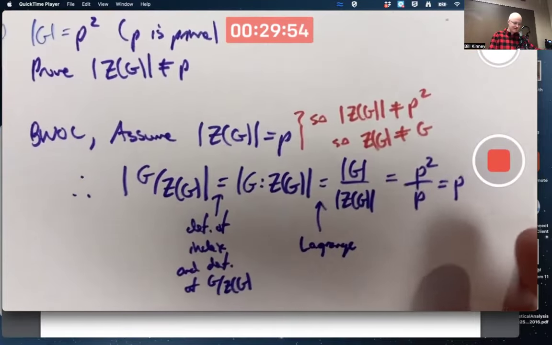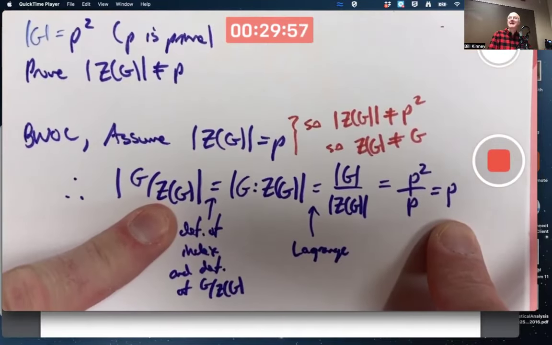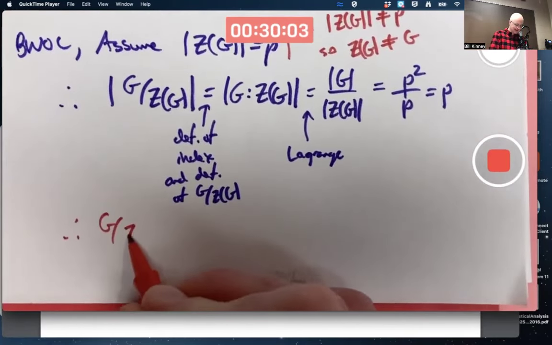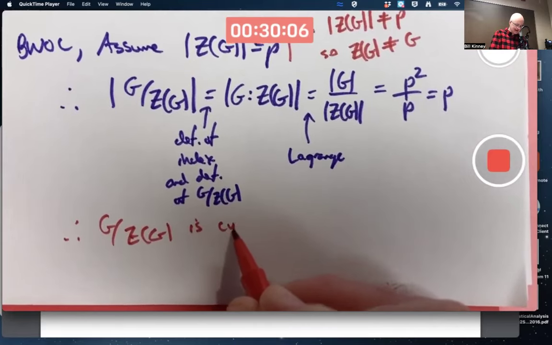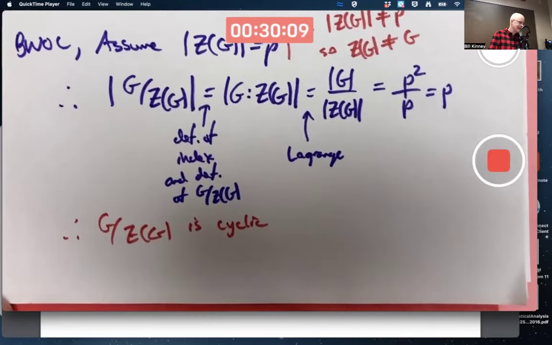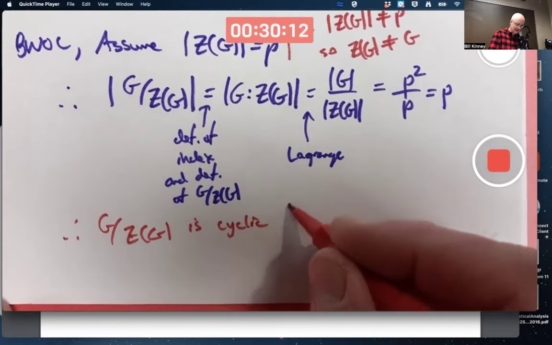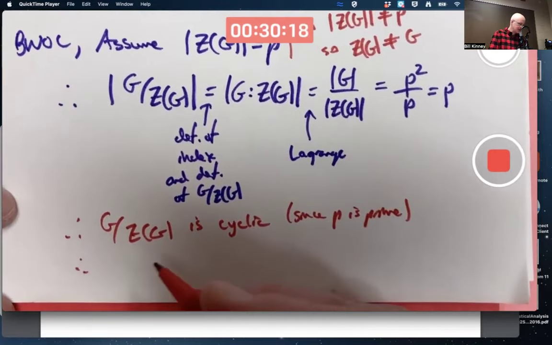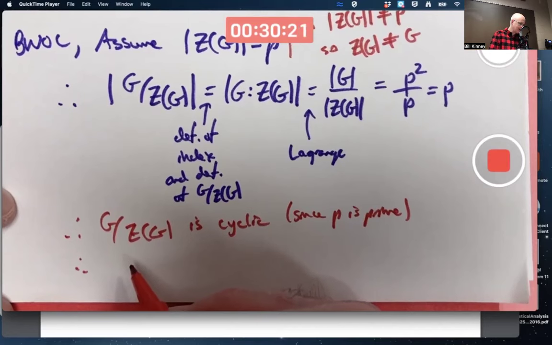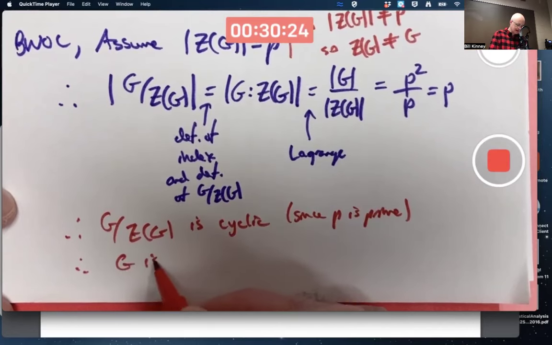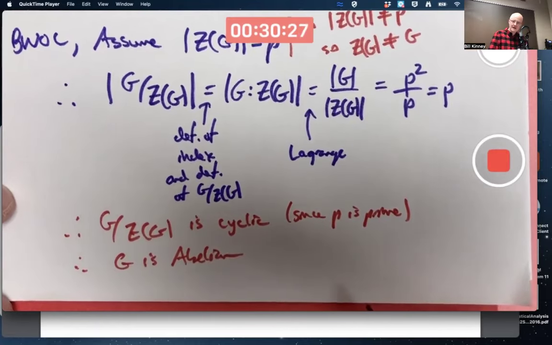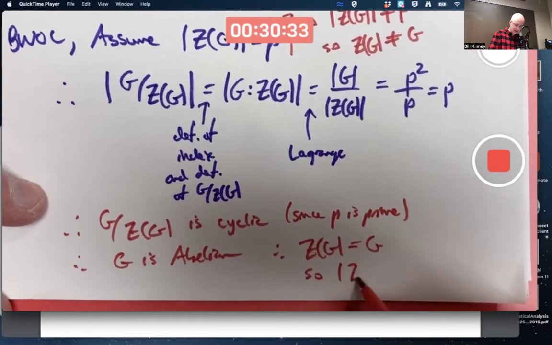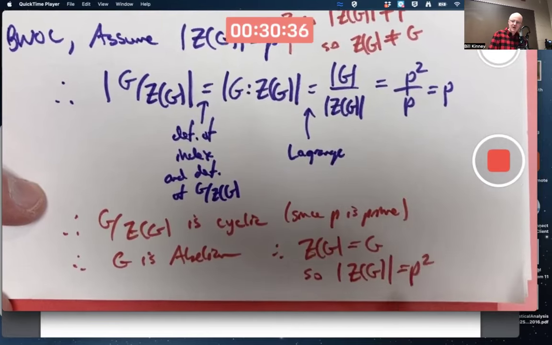We've got a group, the factor group, having order P where P is prime. It's got to be cyclic. It's cyclic since P is prime. Therefore, by the G/Z theorem, the conclusion is G is abelian. Therefore, Z(G) actually equals G. So the order of Z(G) is P squared, because G had order P squared.